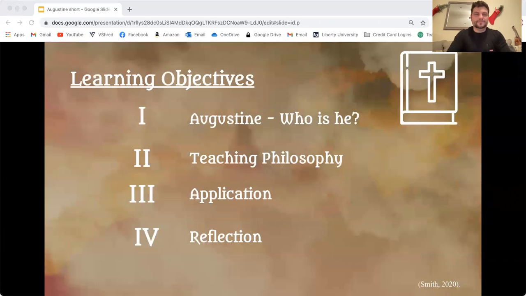So some learning objectives: we're going to talk about Augustine of Hippo and who he is, his teaching philosophy, and some application and reflection based on that.